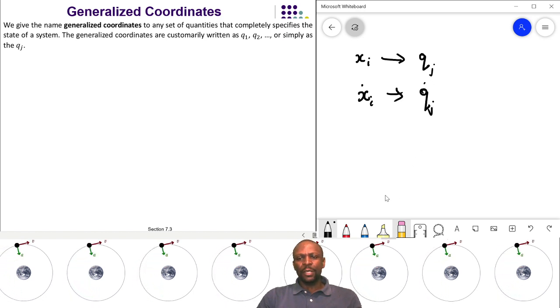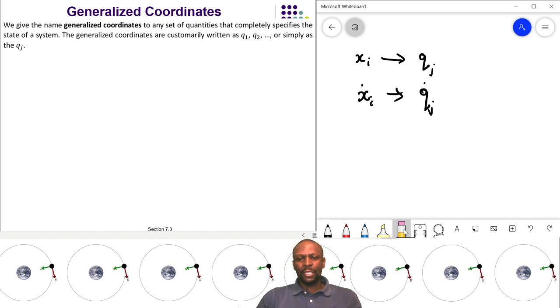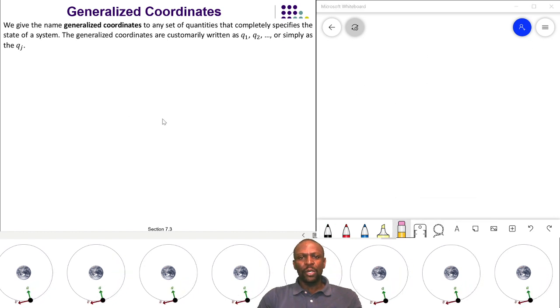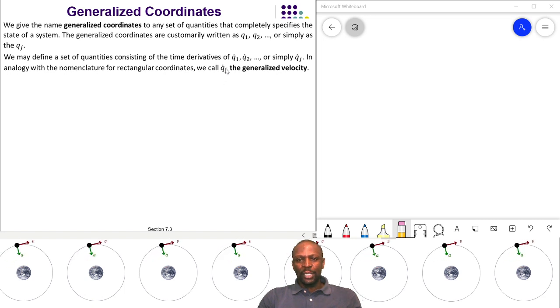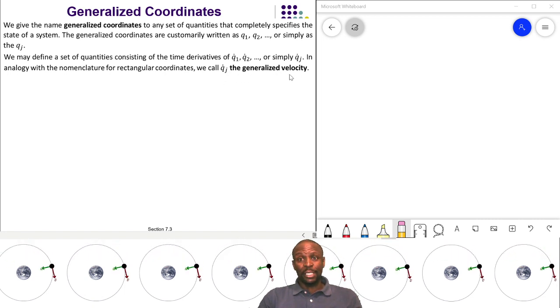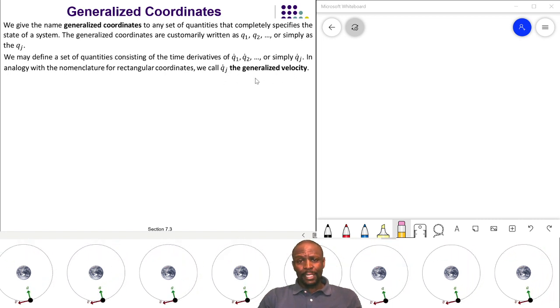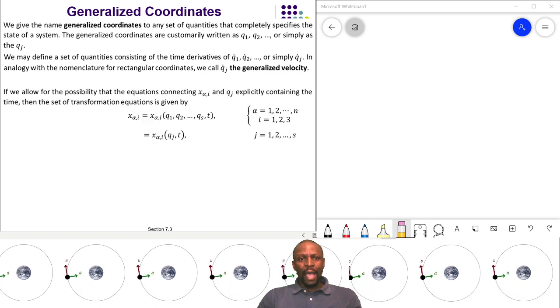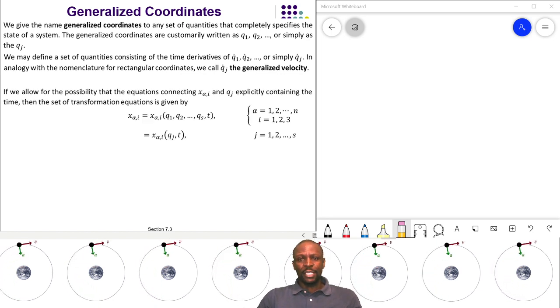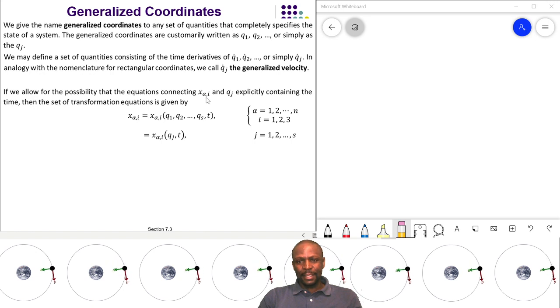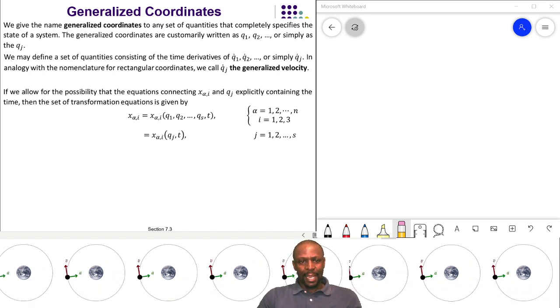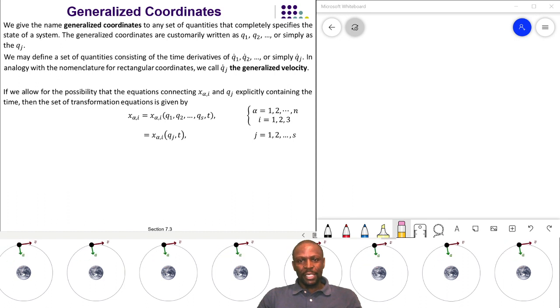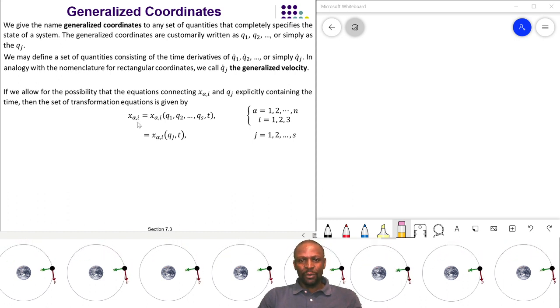Now the generalized velocity will be nothing else but q dot j. So that's what I am trying to raise there. Now we define q dot j as the generalized velocity. Now if we allow the possibility that the equations concerning the x and the qi explicitly contain the time, then the set of transformation equations is given by the following equation.